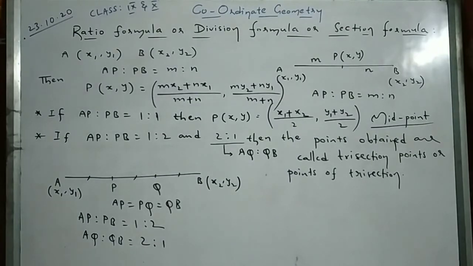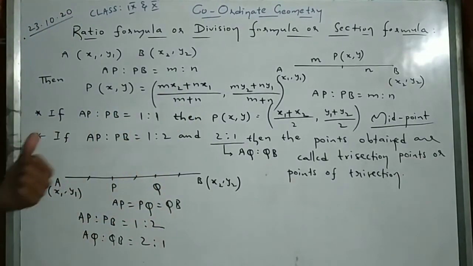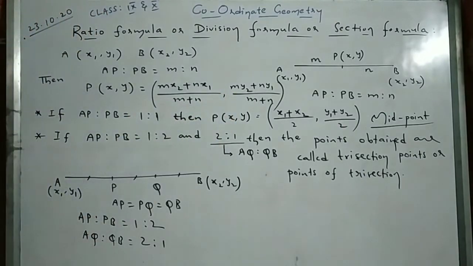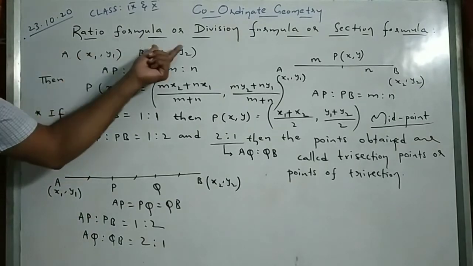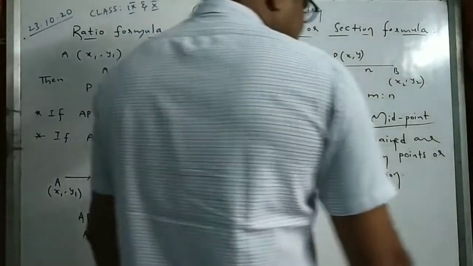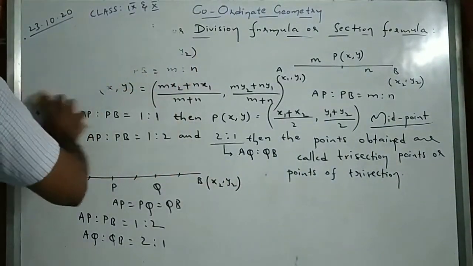Is it clear now? What are the coordinates of P of x comma y? mx2 plus nx1 by m plus n comma my2 plus ny1 by m plus n. We will be giving 2 points and a ratio. Division points we can find, P of x comma y. Let us see now some problems on that.